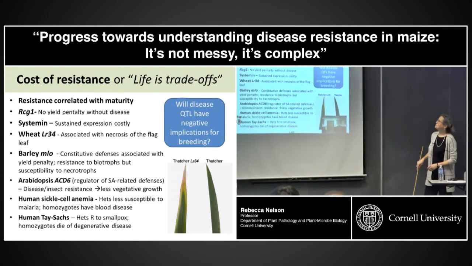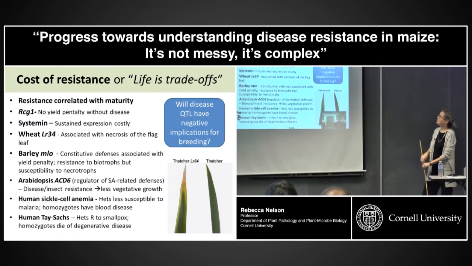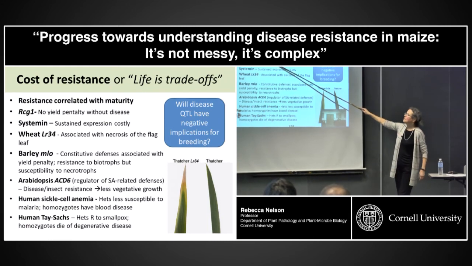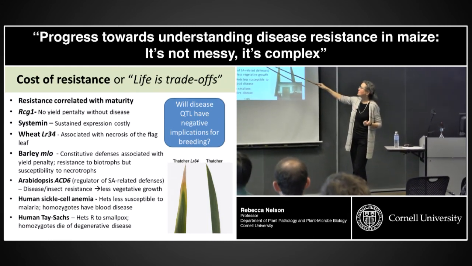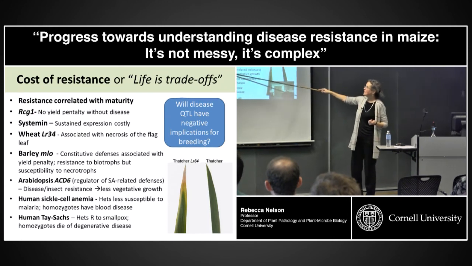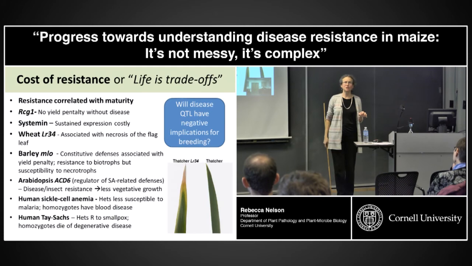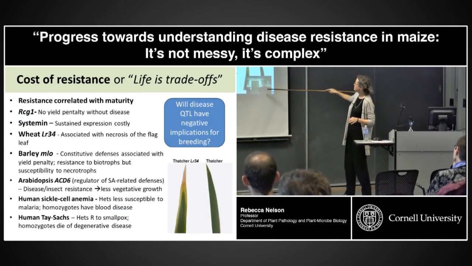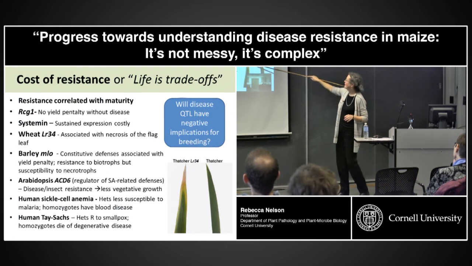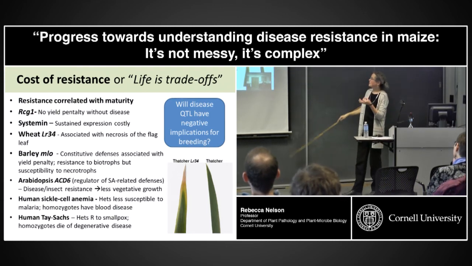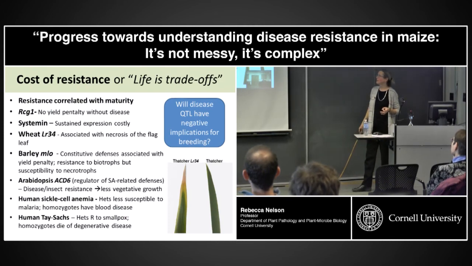So I think we have a general issue of resistance being correlated with maturity. And at least for some major genes, there doesn't necessarily seem to be a yield penalty. But there is significant evidence that defensive genes can come with yield penalties or other peculiarities. And that's the LR34, where the disease phenotype is associated with some effect on the flag leaf.